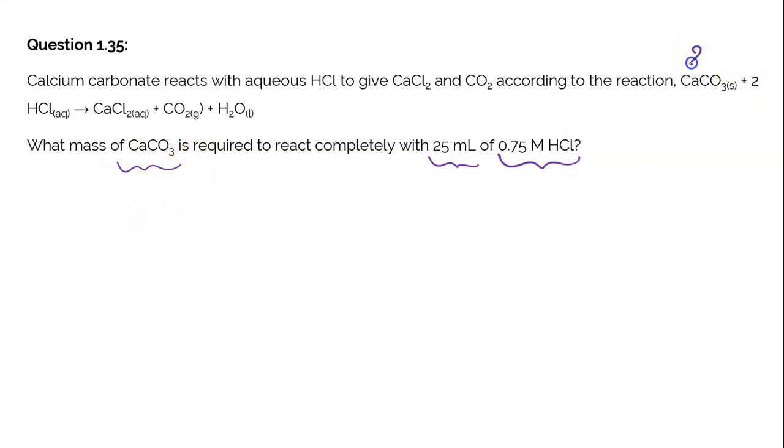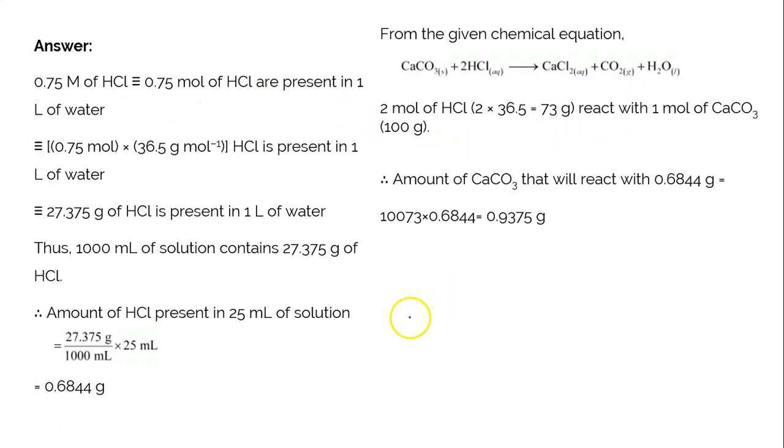So how much mass of CaCO3 will be required to react with 25 ml of 0.75 molar HCl if this is the balanced chemical equation? Okay. So now, the first thing that you got to do is understand what is 0.75 molar HCl. It means you have 0.75 moles of HCl present in 1 liter of water.